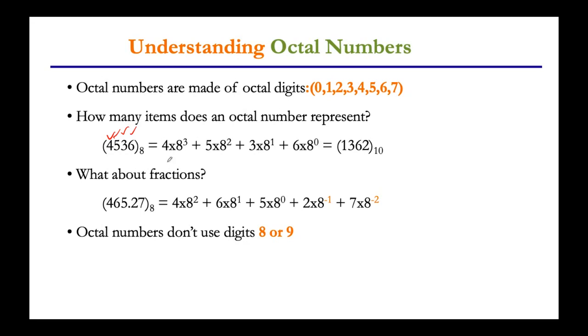How many digits are there? They are multiplied with 8, so that it will be converted into binary form. What about fractions? Same procedure. The integer part will be multiplied with 8 to the power of positive numbers, and the fractional part will be represented with 8 to the power of negative numbers. So the octal numbers don't use the digits 8 and 9.